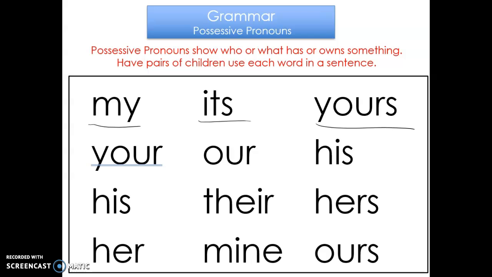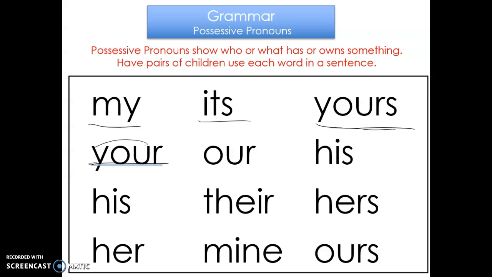Yours, okay, shows it belongs to you, as does your. They show up in different spots in the sentence. Okay, one is direct and one's indirect. Is that house yours? Which house should we go to? We should go to yours. Is that your house? Which house should we go to? We should go to your house.